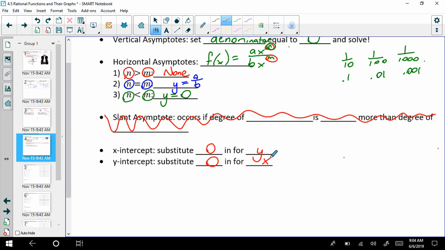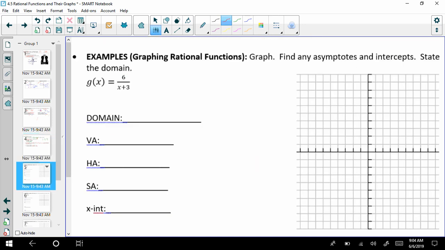Okay, so we're going to take all of this information now and see if we can make graphs. So let's try it. I want us to graph. We're going to find any asymptotes and intercepts, and we are going to state the domain. All right, lots of stuff here. Let's look at the domain first.